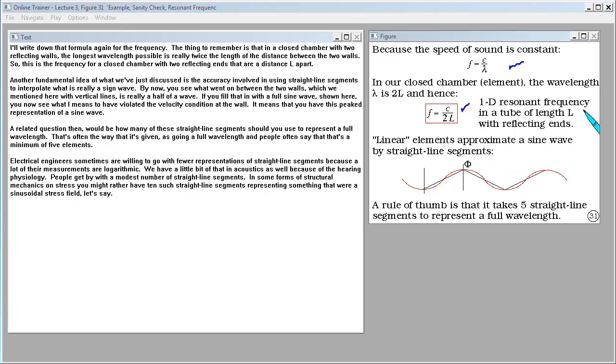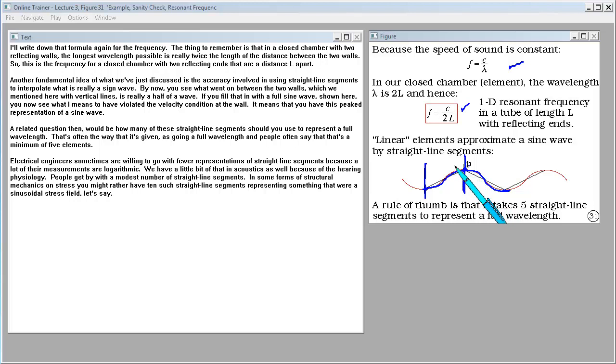Another fundamental idea of what we've just discussed is the accuracy involved in using straight line segments to interpolate what really is a sine wave. By now you see that what went on between the two walls, which we mentioned here with vertical lines, is really a half of a wave. And if you fill that in with the full sine wave shown here, you now see what it means to have violated the velocity condition at the wall: you have this peaked representation of a sine wave.